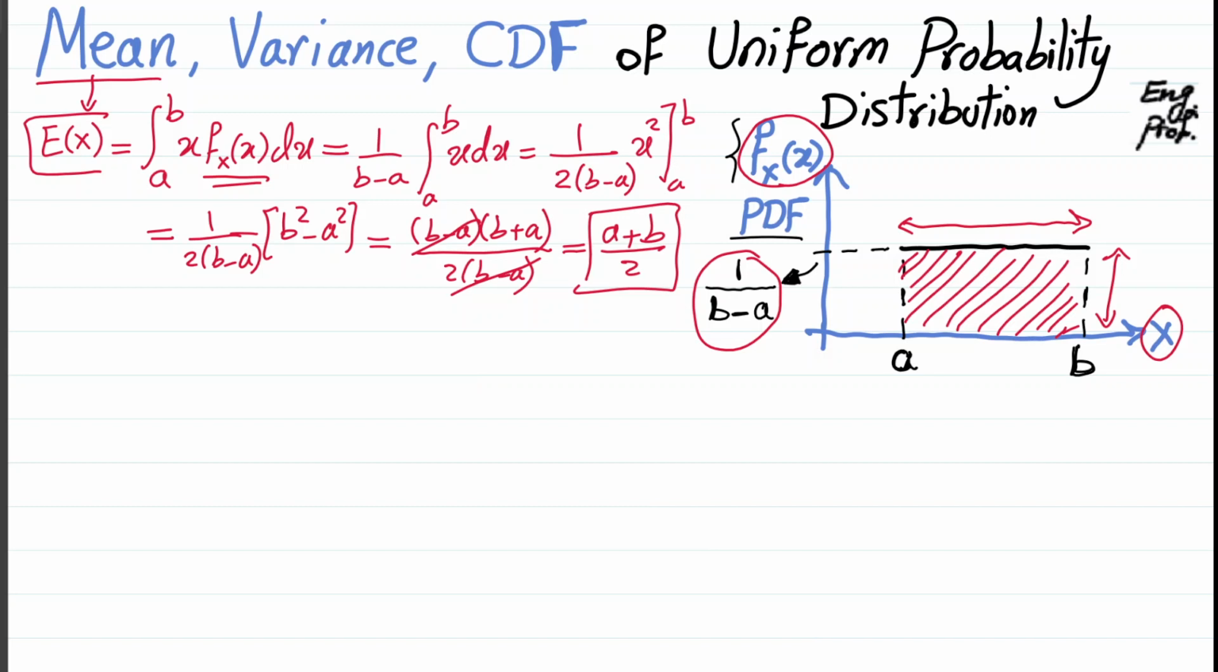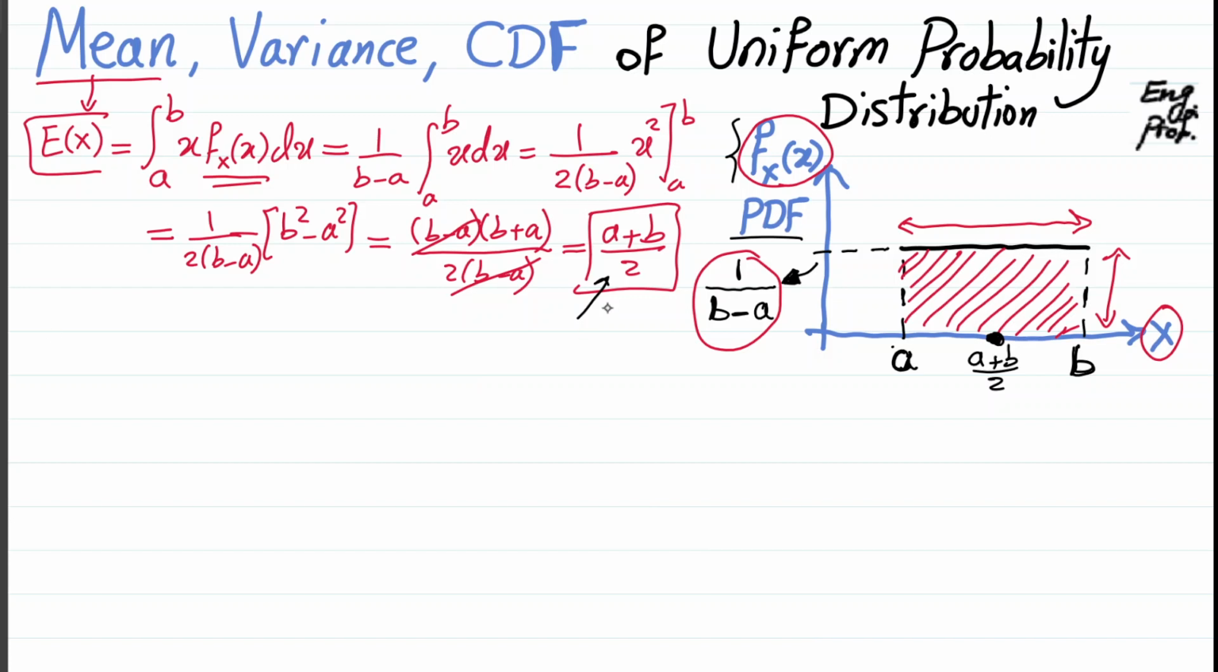Basically, we are confirming, as expected, that the mean should be exactly midway between a and b. a is the lower threshold for the uniformly distributed random variable x, and b is the upper threshold. As confirmed, the mean is exactly midway between a and b. Now, the variance.